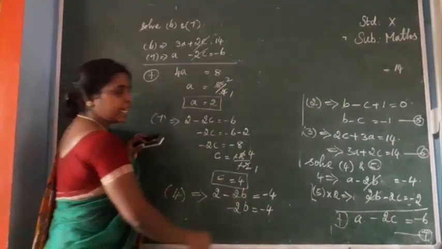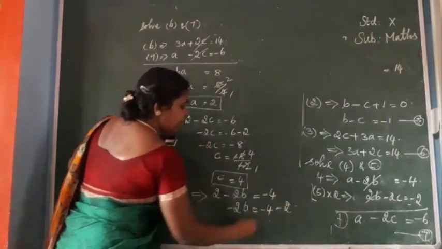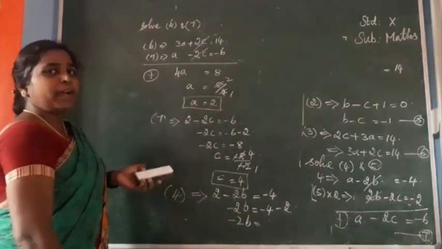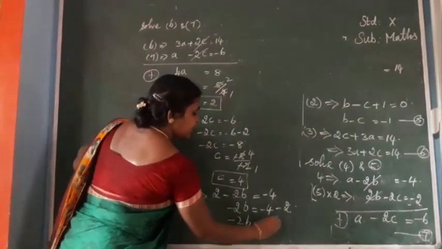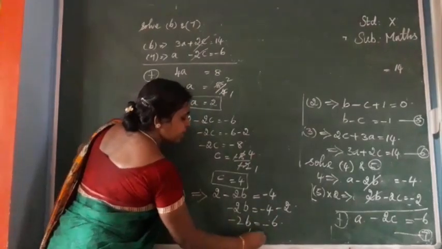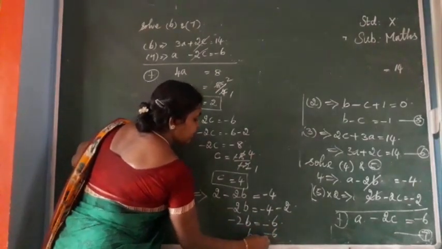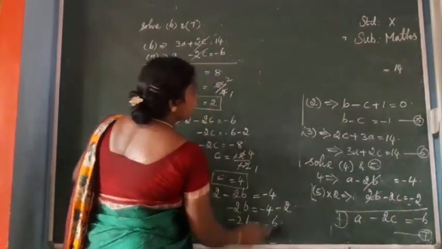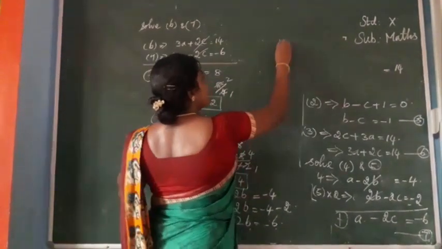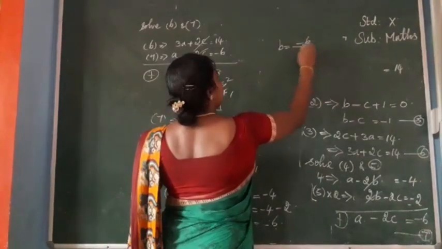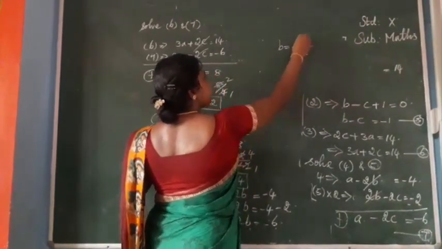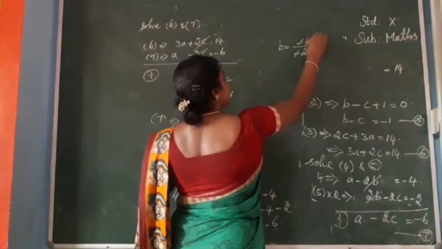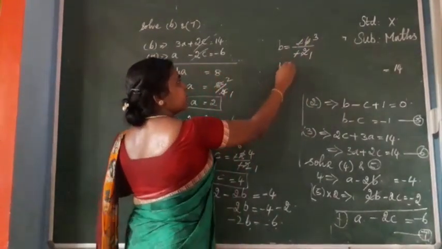Minus 2b equal to minus 4. Take 2 to the right hand side, so minus 2. Minus 2b equal to minus 4 minus 2. Minus 4 minus 2 means minus 6. Okay, next, b equal to minus 6 divided by minus 2. Here also minus minus cancel. 1 2 is 2, 3 2s are 6. So B equal to 3.